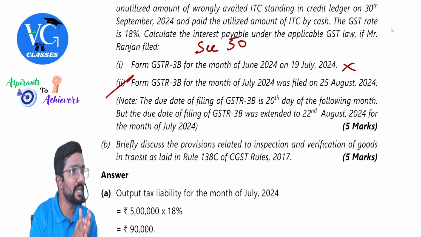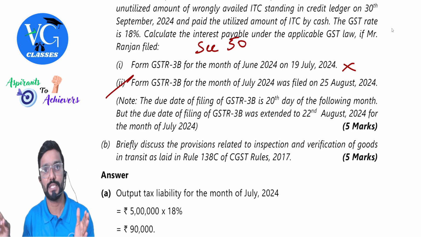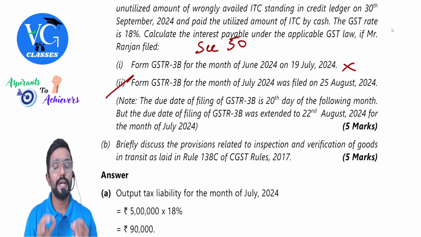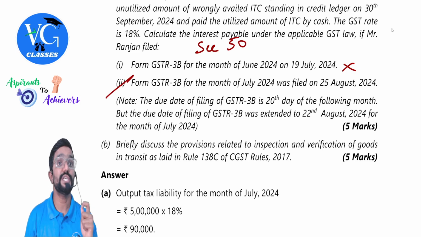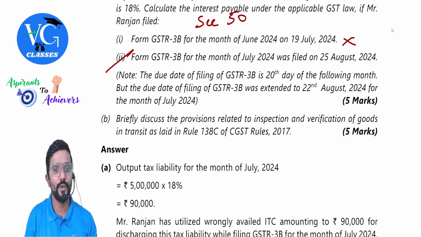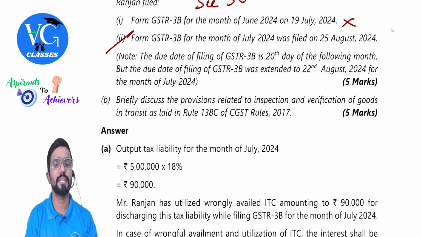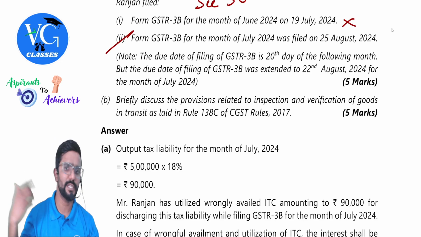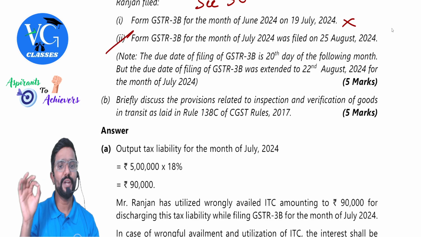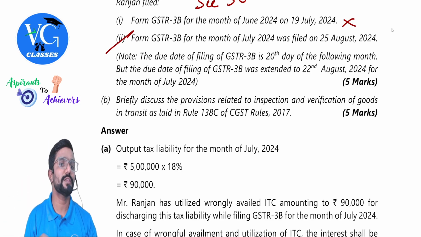When did he file GSTR 3B for July? August 25th. Guys, please be careful. Credit will always be utilized through GSTR 3B. Note, the due date of filing GSTR 3B is the 20th day of the following month. Yes, we know it. Where is it given? Section 13. But the due date of filing GSTR 3B was extended to 22nd August for the month of July.